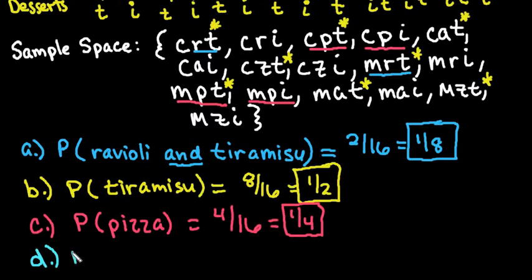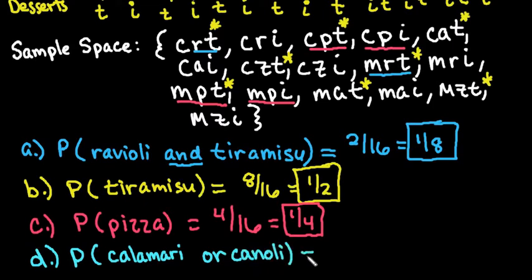The last one that we're going to look at is, what is the probability of getting calamari, okay, or cannoli? So for this one, it's an or question. That means it has to only be true for one of them, not both. And I just spelled cannoli wrong, so let me fix that. Should have put 2 N's in there. So for this one, it has to be either one or the other. It doesn't have to be in both.